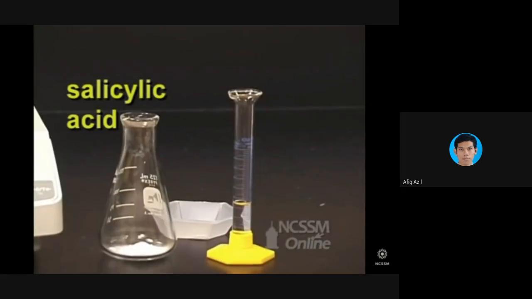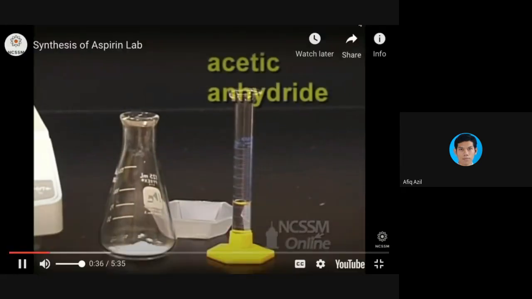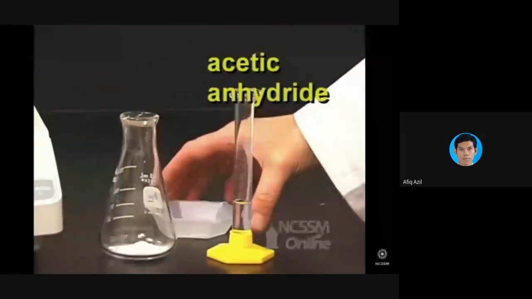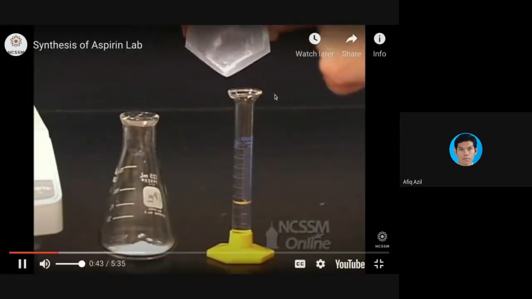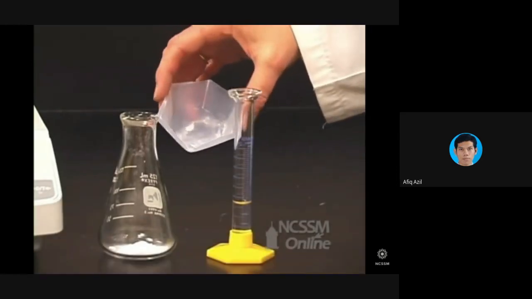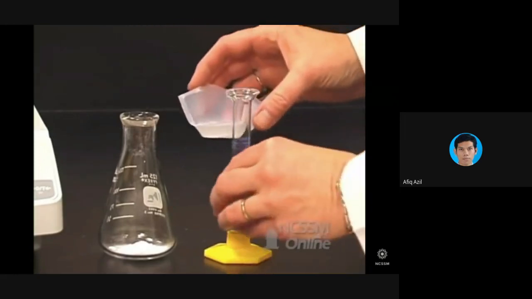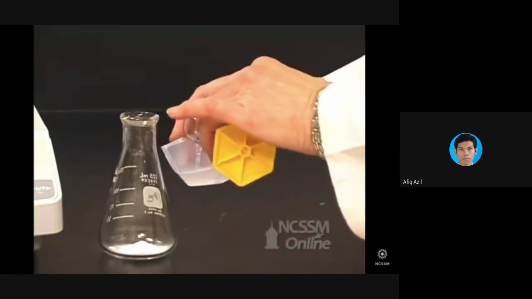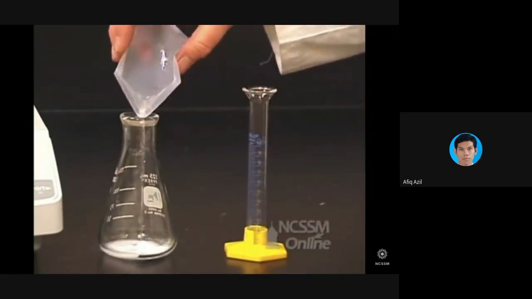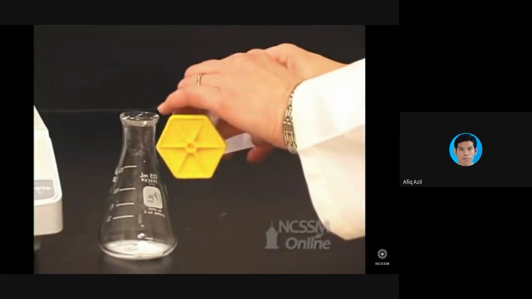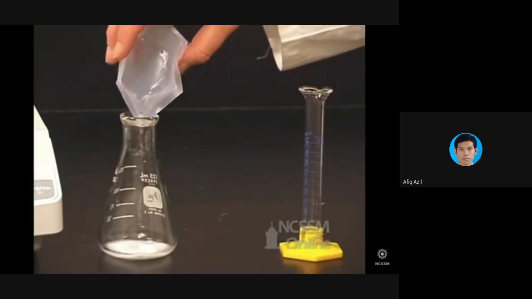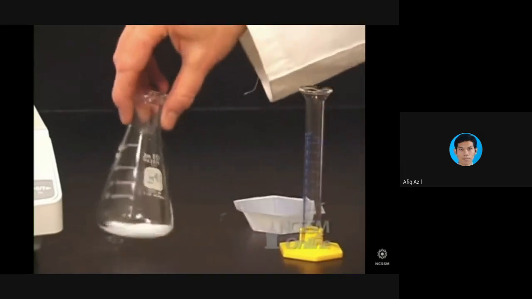Now we want to add between 4 and 5 milliliters of the liquid acetic anhydride. As you can see, there's a little of our salicylic acid in our weigh boat. So in order to make sure we get it all in there, I'm going to pour the acetic anhydride here, swirl it around a bit, and then get all of it in my Erlenmeyer. And I want to mix.